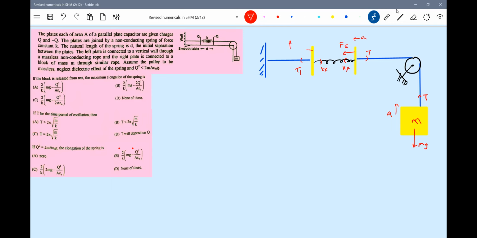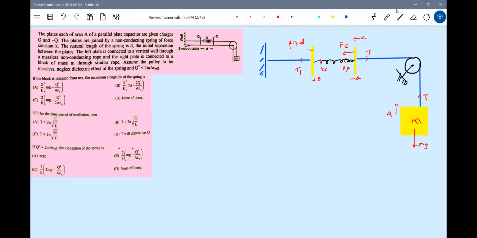This plate is fixed, no? And it will have a charge plus Q, minus Q. Can you equate forces? No, there's the biggest mistake that everyone will make. When the block is executing SHM, at the extreme point, can you equate forces? No, only at the mean position do you equate forces.